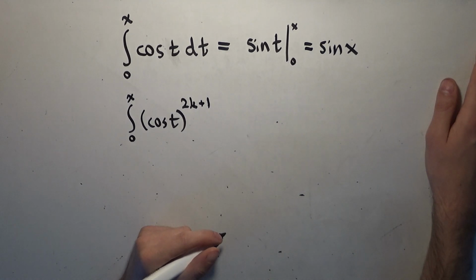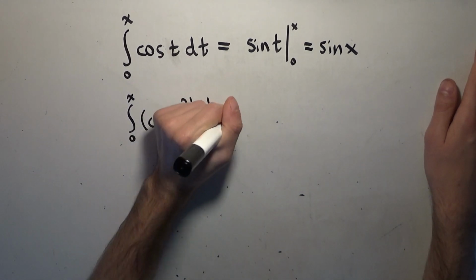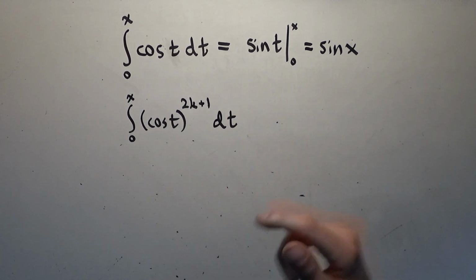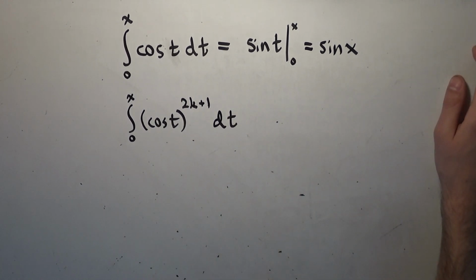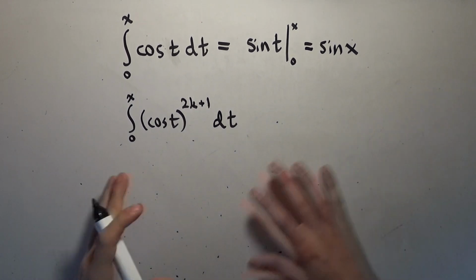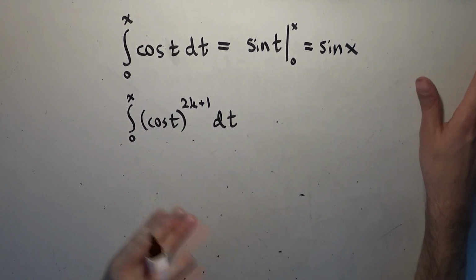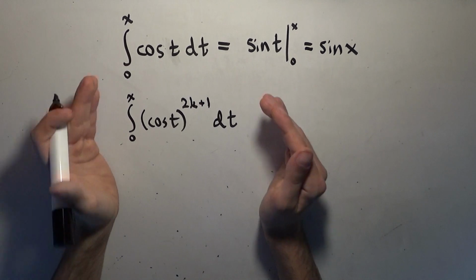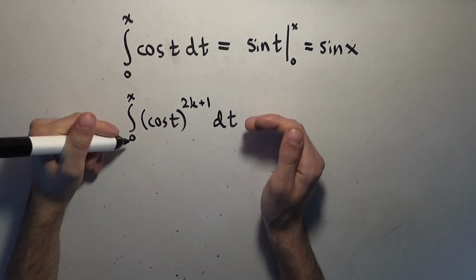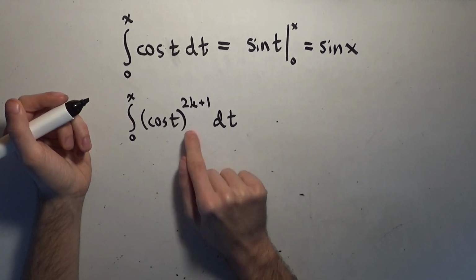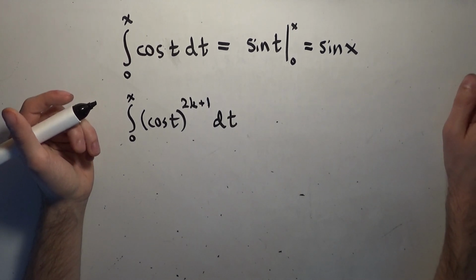Now, that may seem odd, that I'm only picking the odd powers, but you'll see that it works out in the end. The even powers have their own thing, and I'm just going to focus on this today. This is our generalization in a certain sense. We're going to find a nice, finite, closed form for the integral from 0 to x of cosine of t to the power of 2k plus 1 dt.